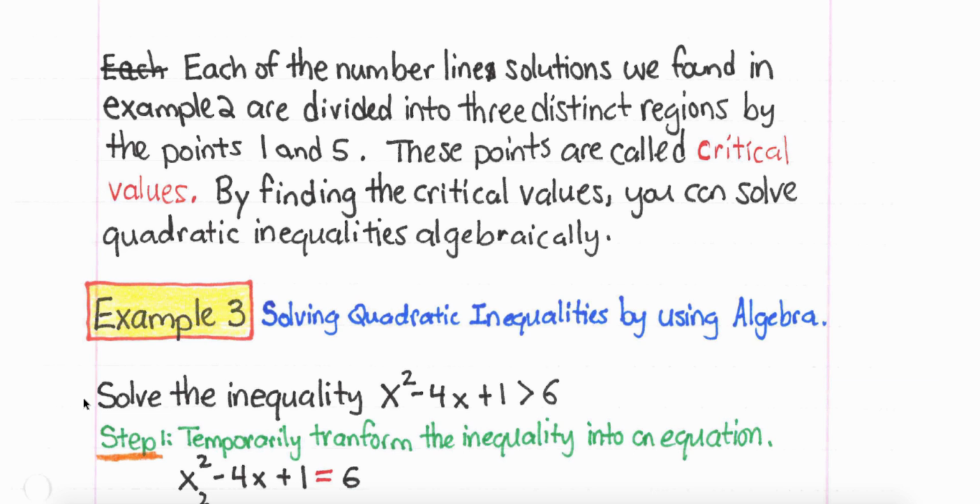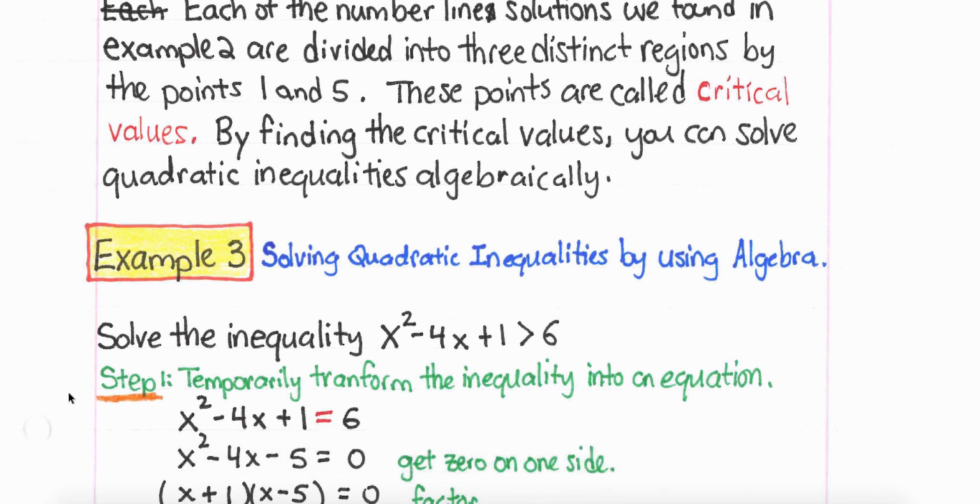Each of the number line solutions we found in the previous example are divided into 3 distinct regions by the points 1 and 5. These points are called critical values. That's important. That should actually be in the vocabulary, to be honest with you. Critical values. By finding the critical values, you can solve quadratic inequalities algebraically. So let's talk about that.